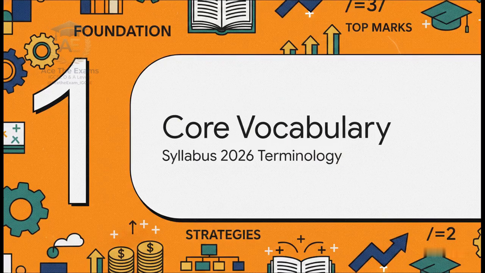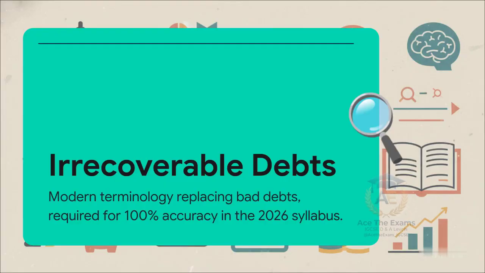Okay, Section 1, Examiner Core Vocabulary Guide. Let's dive straight into the updated 2026 syllabus terminology. What's really absolutely critical here is the shift in language. Using outdated terms will literally cost you points now. You must use irrecoverable debts instead of bad debts and owner's equity to maintain our fundamental accounting equation, which we all know is assets equals liabilities plus equity.